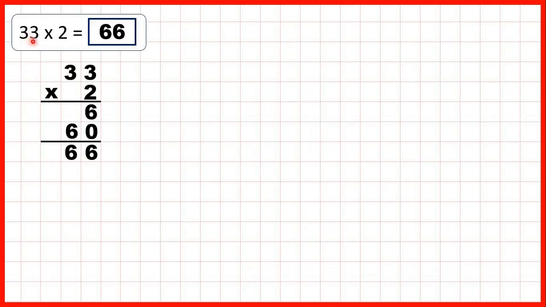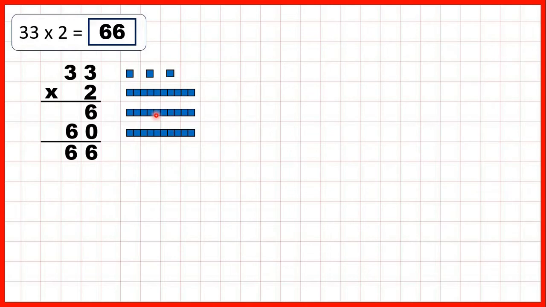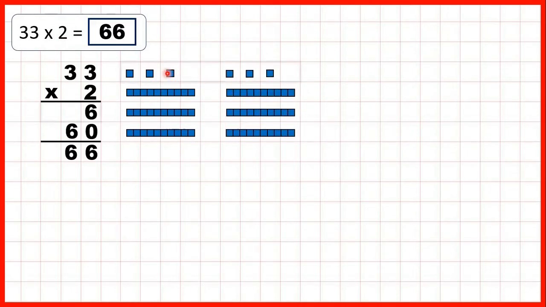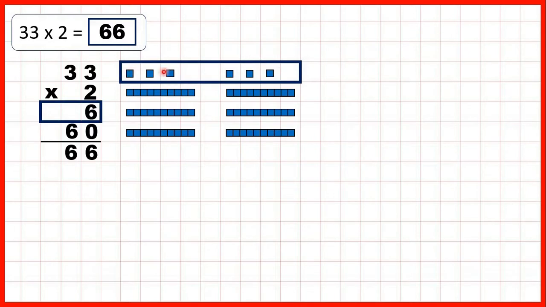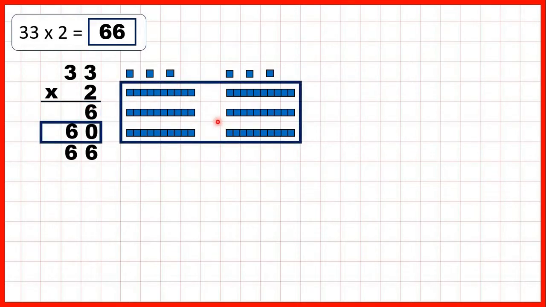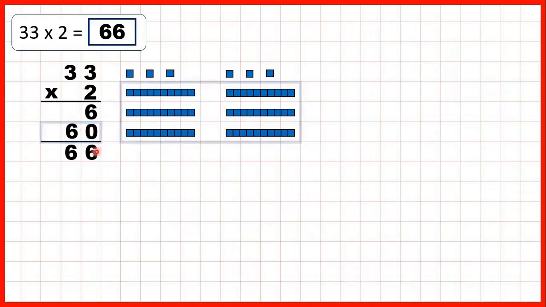Now let's think about why this method works, and let's take a closer look at this first question. We had 33 times 2. Now we can represent 33 with 3 tens and 3 ones, and if we're multiplying by 2, we can show 33 twice. Notice when we do that, we get 6 ones up here, which is why we write 6 in our first answer line, and we get 6 tens, so that's why we write 60 in our second answer line. So altogether we have 66 represented here.